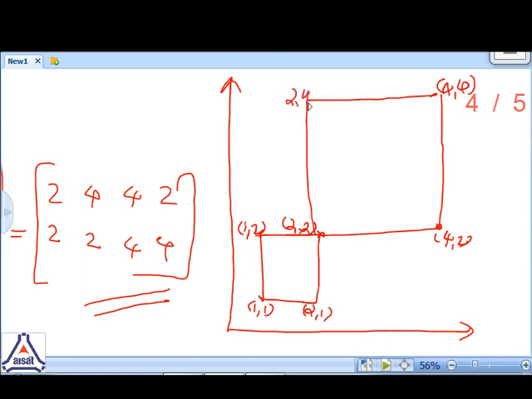So by the scaling matrix we enlarged a square with unit 1 length to 2 unit length. So, this is the basic idea of the 2D scaling.